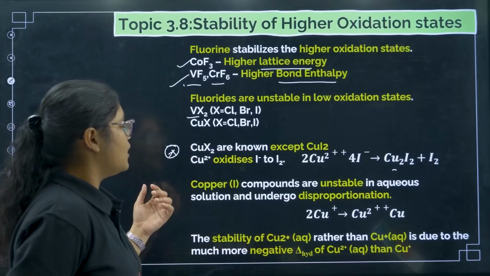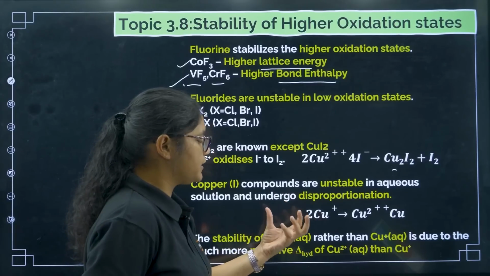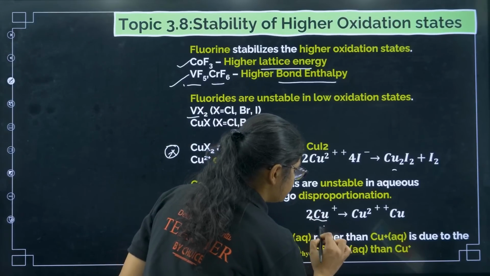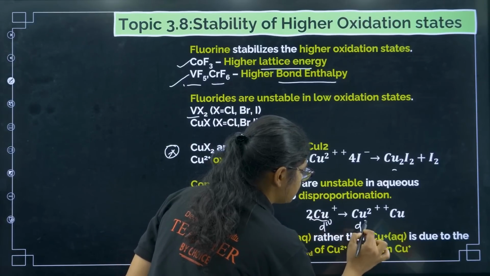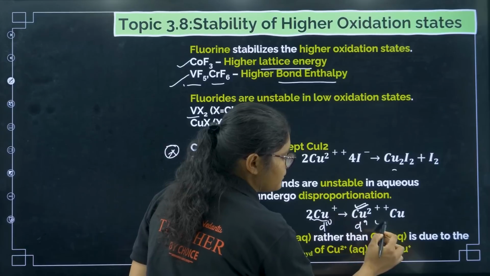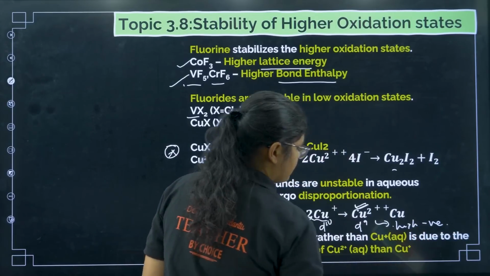Next, copper compounds are unstable in the aqueous medium, so they undergo a disproportionation reaction. Actually Cu plus, if you see, is d10 configuration and Cu2 plus is d9 configuration, but in reality Cu2 plus is more stable. Why? Because of high negative hydration enthalpy.